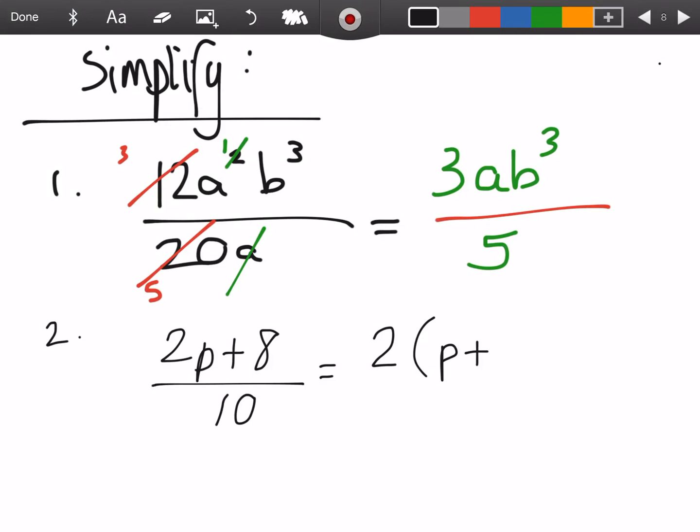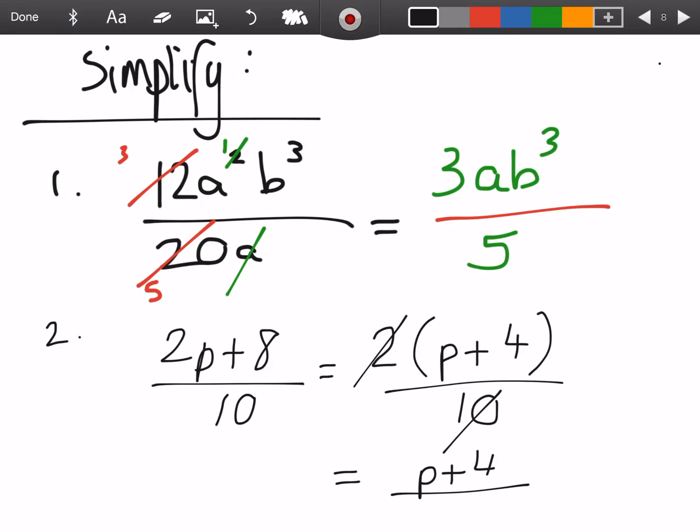If you take a 2 out, you've got p plus 4. So we've factorised. And now you can do along the lines of what we've done in the first example. We can do a wee bit of division. Divide through by 2. Divide 2 at the top, 2 at the bottom. Gives us an answer of p plus 4 at the top. Divide the bottom by 2, we're dividing top and bottom by 2, makes it a 5.